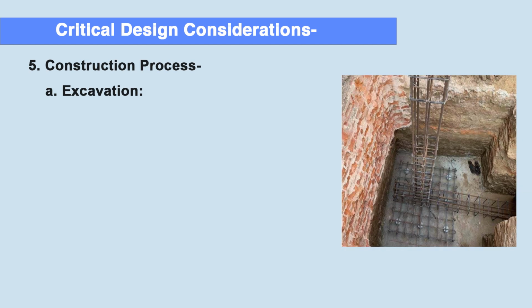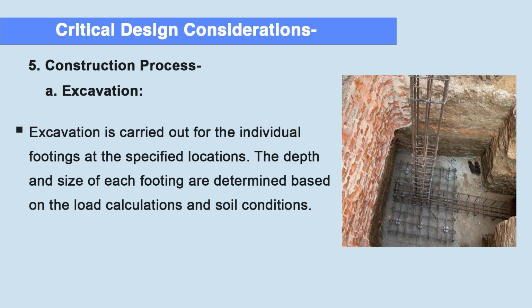Then the next step is the construction process. The construction of a strap footing system involves several processes. First is excavation. Excavation is carried out for the individual footings at the specified locations. The depth and size of each footing are determined based on the load calculations and soil conditions.